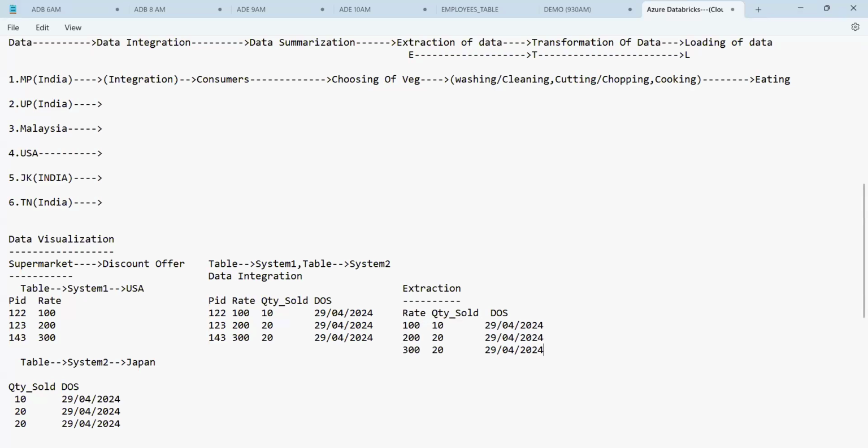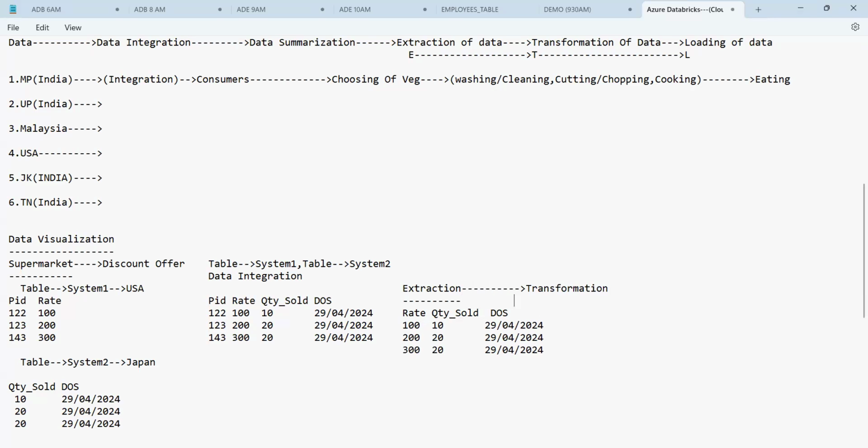Here is the data, guys. Everything is fine now. Rate, quantity sold, and date of sales is ready. Now you have to perform the extraction, and that is done. Out of all the 4 columns, I've extracted only 3 columns of data. Now the process of transformation starts.